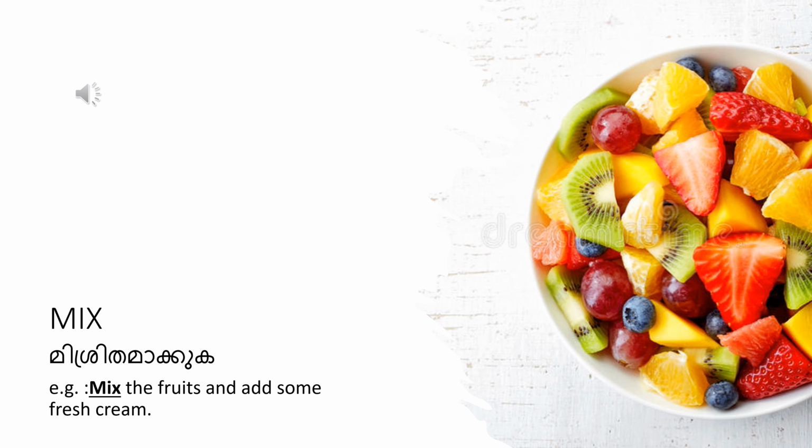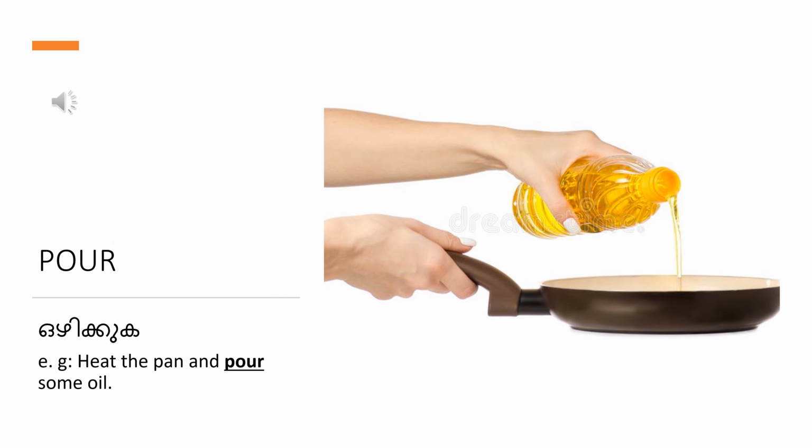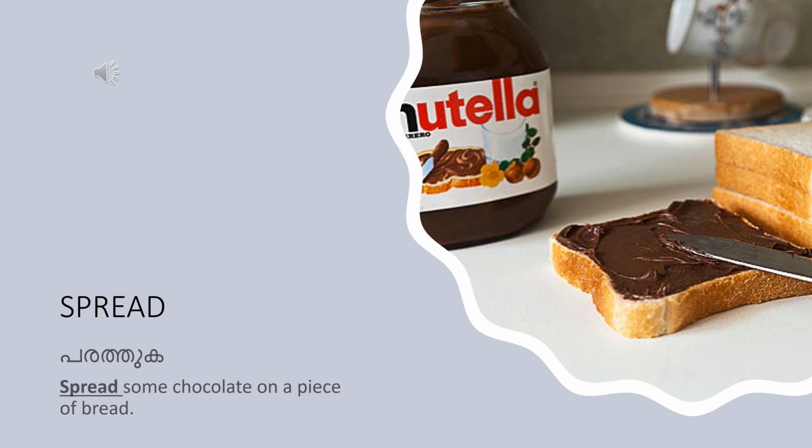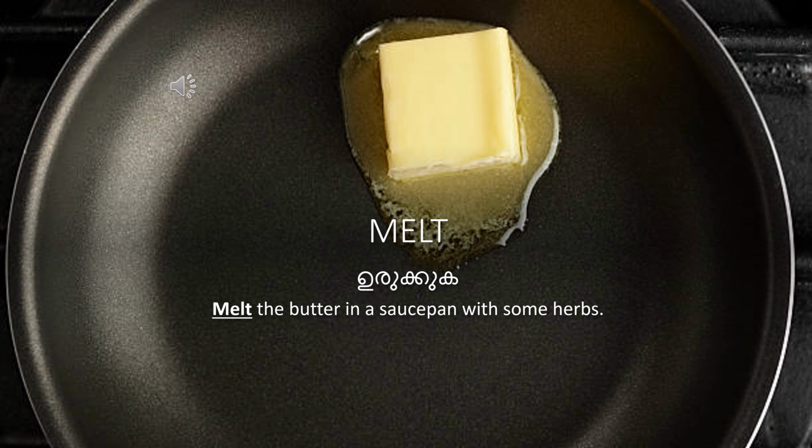Mix. Mix the fruits and add some fresh cream. Pour. Heat the pan and pour some oil. Spread. Spread some chocolate on a piece of bread. Melt. Melt the butter in a saucepan with some herbs.